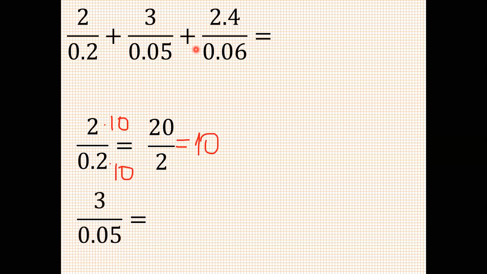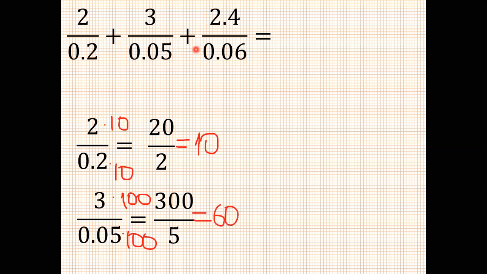After, I'm going to the fraction 3 over 0.05. And if you look at the denominator, after the decimal point, you have two numbers, which means I need to multiply by 100 this top and bottom numbers. And after multiplying, you are going to have 300 in the numerator and 5 in the denominator. And when you divide these two numbers, you are going to have 60.